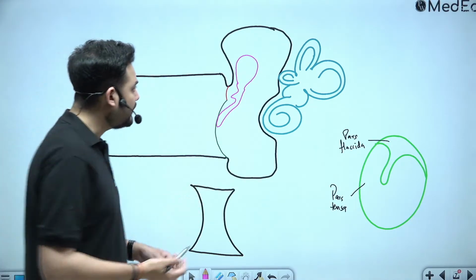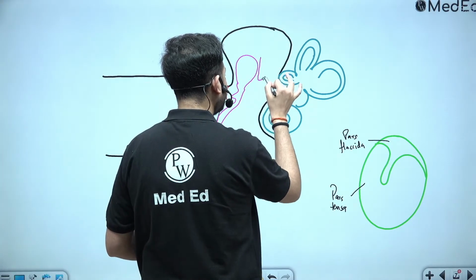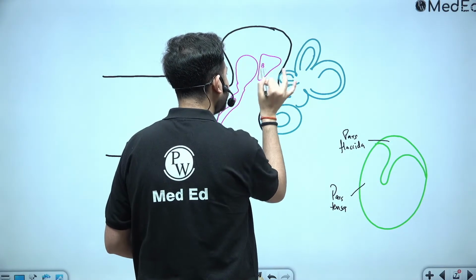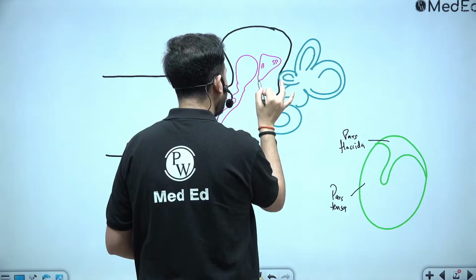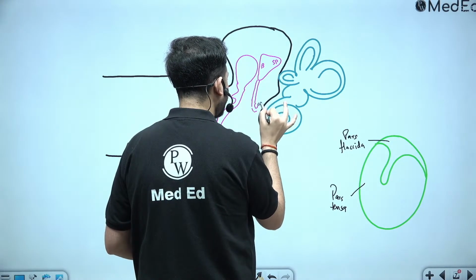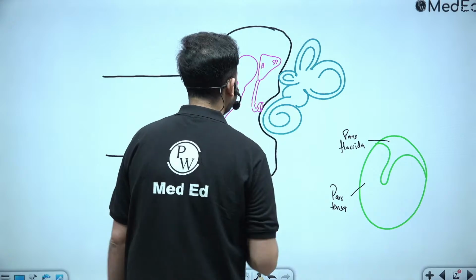Okay? Now comes your incus. This is your incus. Okay? This is the body of the incus. This is the short process of incus. And then comes down the long process of incus. And then it opens on to the stapes. Okay, this is your stapes.